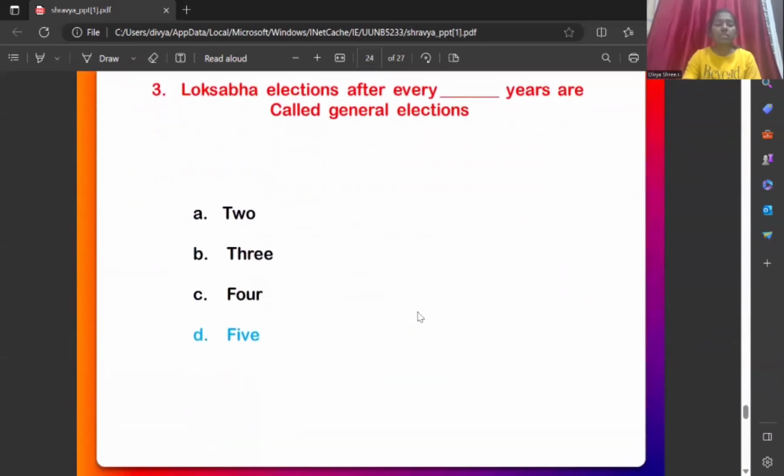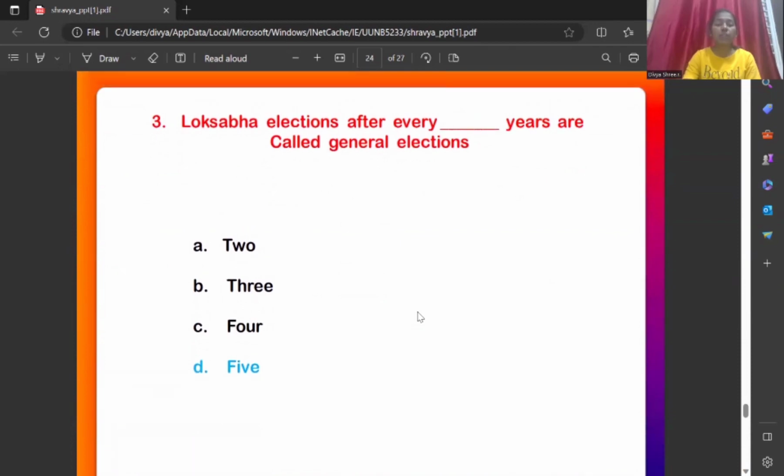And the third question is, Lok Sabha elections after every how many years are called general elections? The options are: option A is 2, option B is 3, option C is 4, option D is 5. The correct option is D, that is 5.